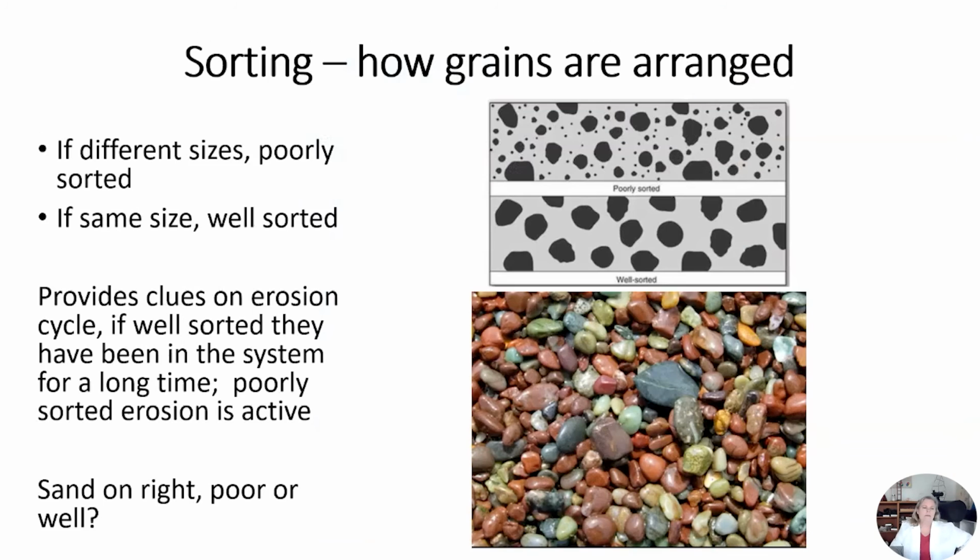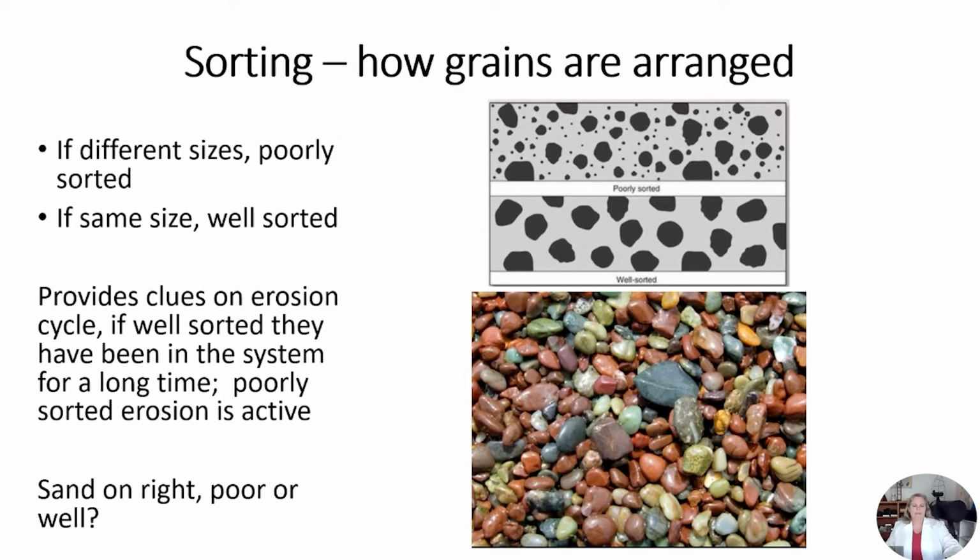All right. Another thing you're going to look at that is on this little flyer is sorting, how the grains are arranged. If you look at the first one, poorly sorted, that makes sense, right? Little ones, big ones, it's not really sorted at all. Poorly sorted, all different sizes. Well sorted, all the same size.